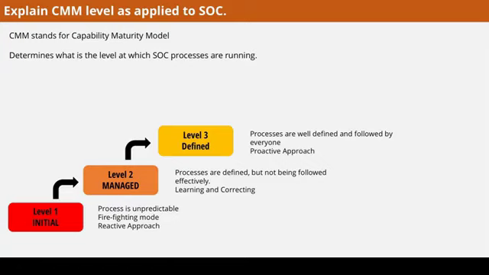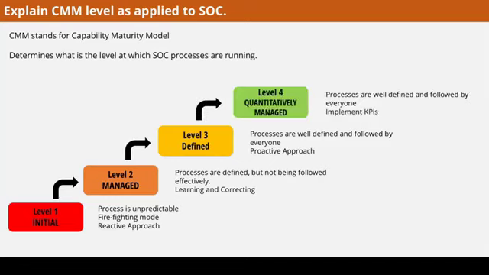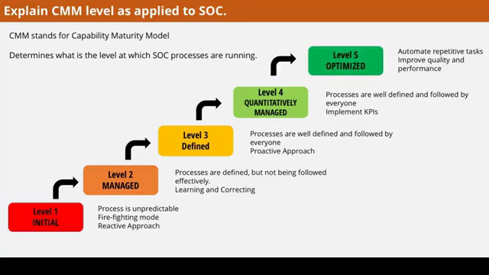Once everybody knows what they are doing, then we can take the SOC to the next level, level 4, quantitatively managed, wherein we will start measuring what we are doing, basically by implementing KPIs. Based on these KPIs, we will finally reach level 5, which is the optimized state, where automation of repetitive tasks and improving the quality and performance will be taken care of.